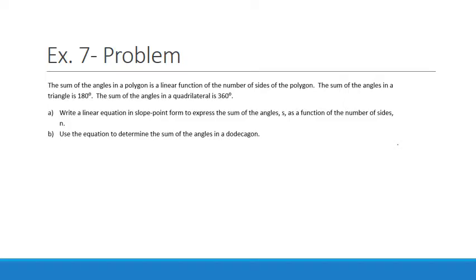It wants us to write a linear equation. That means we could write it in slope-intercept form or slope point form, and there's even another one called general form that we're going to look at in the next video. Oh, sorry, I kind of got ahead of myself there. It says write a linear equation in slope point form. So there are three different types of forms, but we're going to choose slope point form to express the sum of the angles, S, as a function of the number of angles, N.